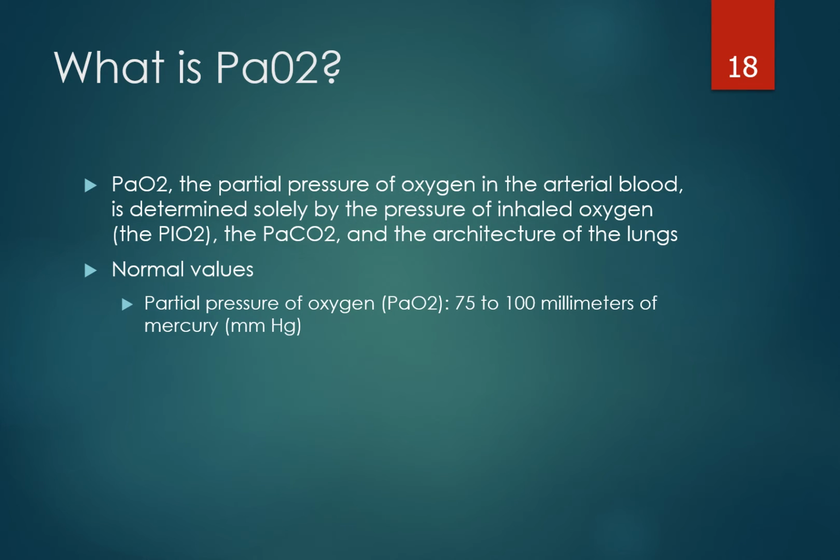This may be a review for you respiratory therapists and nurses, but what exactly is PaO2? PaO2 stands for partial pressure of oxygen. Basically, this is the partial pressure of oxygen in the blood, and it's determined by the amount of oxygen we inhale, the amount of CO2 in the alveoli, and also the architecture of the lungs. So any of those variables could change the PaO2. Normal values of PaO2 are 75 to 80 millimeters of mercury, and this can be obtained via a blood gas. A blood gas is your tool to determine your PaO2.